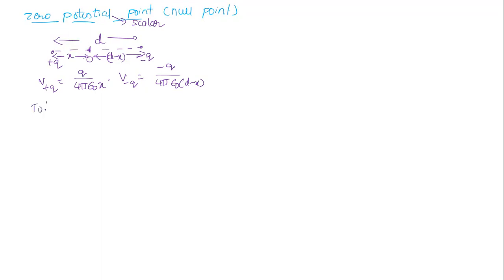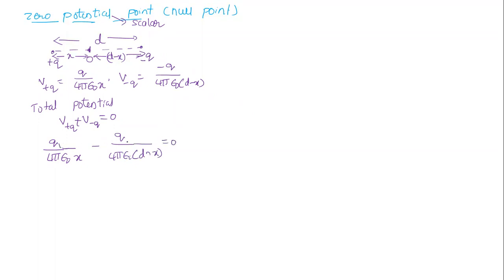We need to add up and we need to get total potential as 0. Then total potential, that is V due to plus Q plus V due to minus Q charge, must be equal to 0. So insert these values, now what we get? Q by 4 pi epsilon naught into X. Actually I should take plus here, but there is a minus used there, no? So I'll take negative sign. Negative Q divided by 4 pi epsilon naught into D minus X, that is equal to 0.